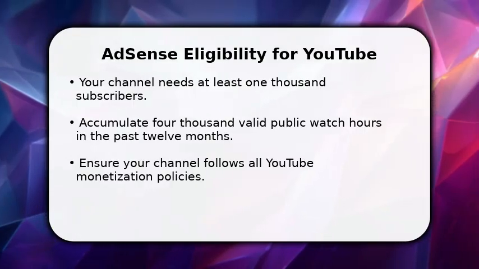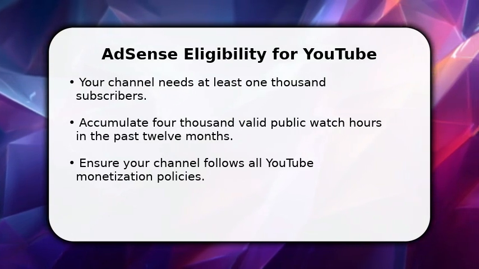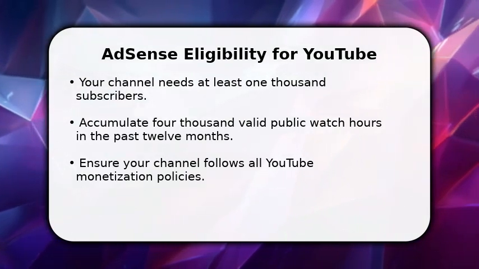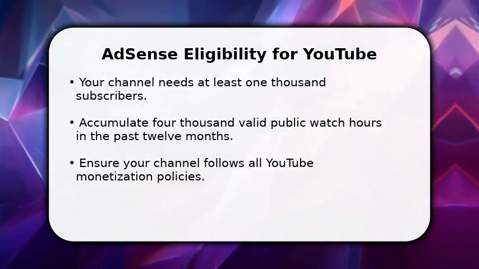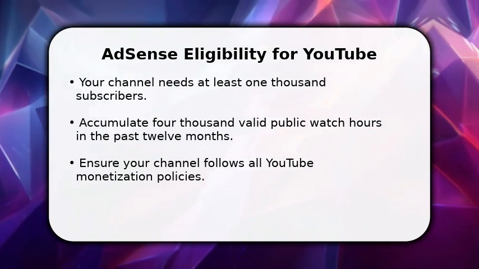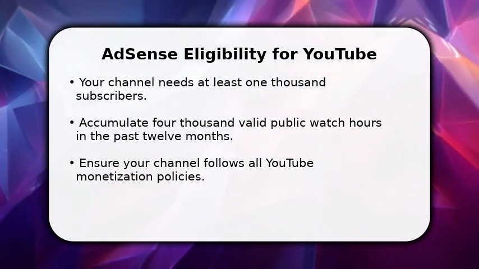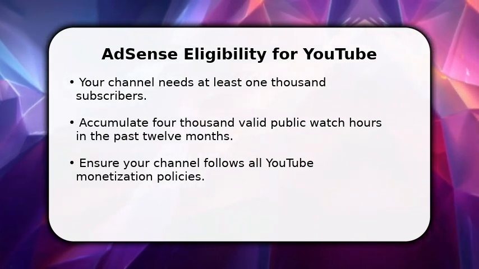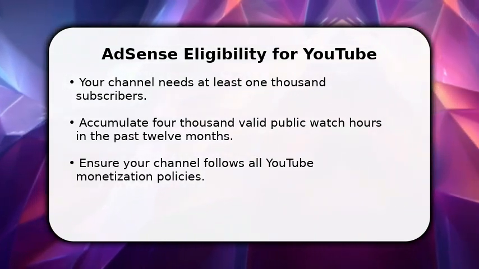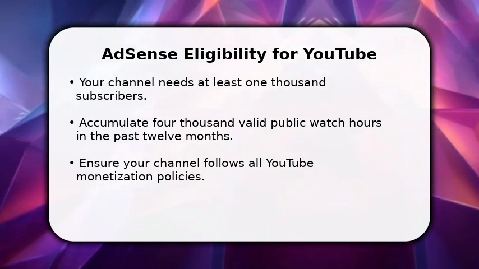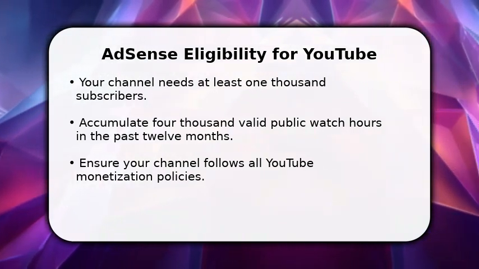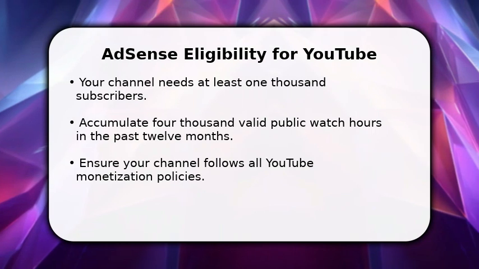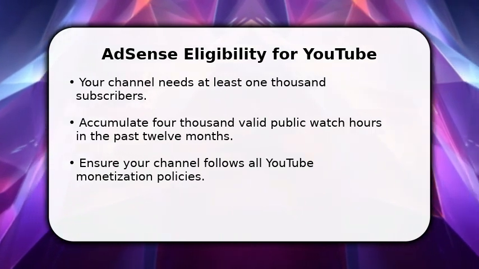In this video, I will explain how to sign up for AdSense on YouTube. First, let's cover the essential eligibility criteria. Your YouTube channel needs to have at least 1,000 subscribers. Additionally, you must accumulate 4,000 valid public watch hours within the past 12 months. It's also crucial that your channel adheres to all YouTube monetization policies. Finally, you need to be at least 18 years old.